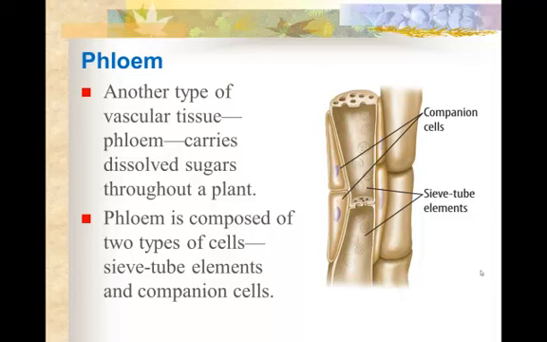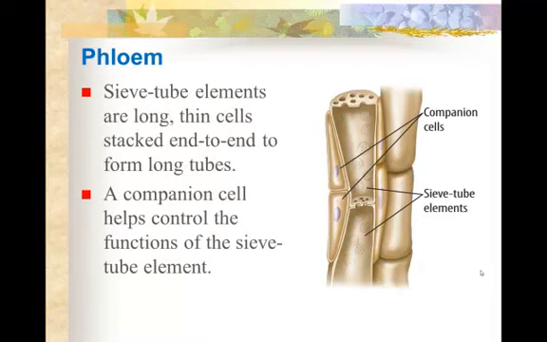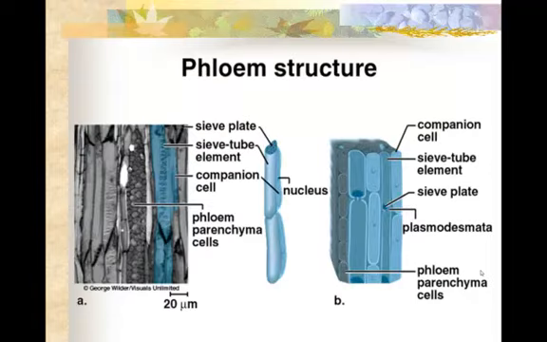But the companion cell that is next to it has the nucleus, and it's what does the controlling and has the DNA. The sieve tube elements are long, thin, and stacked end to end to form a long tube, like a straw. The companion cells are what control their function because they have the nucleus. And here's your picture showing you the phloem structure.